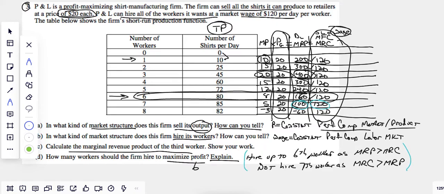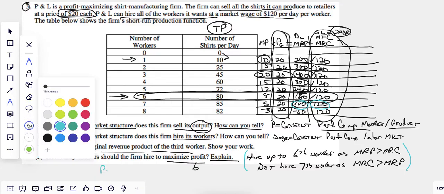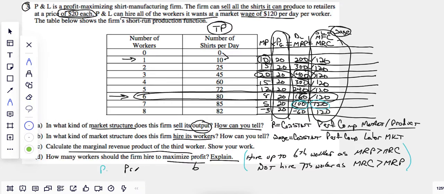For your explanation, we might want to go just a step further and say our profit maximizing point is where marginal revenue product equals marginal revenue cost. So I would hire up to the 6th worker, where MRP is greater than MRC, and not hire the 7th worker. This lets them know that you know exactly. Obviously, in this situation, we can't have our marginal revenue product and marginal revenue cost equal to one another, but we have to get as close as possible.